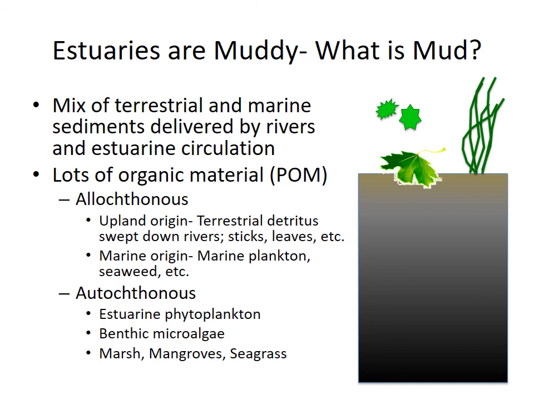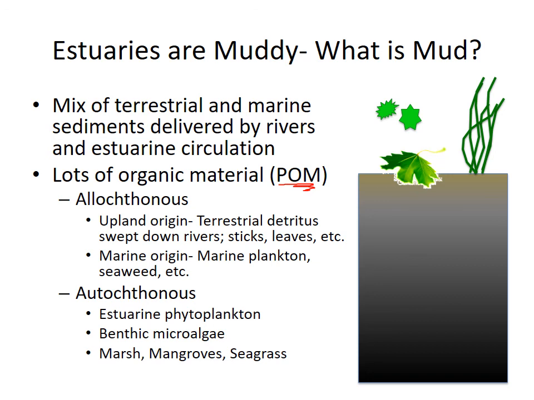Okay, so next thing we're going to talk about is mud. So when we think of estuaries, we think of muddy, gross waters. Mud is not just made up of small mineral grains like little pieces of rock and sand and clay. It's also made up of little bits of organic matter, particulate organic matter, which we often abbreviate POM.